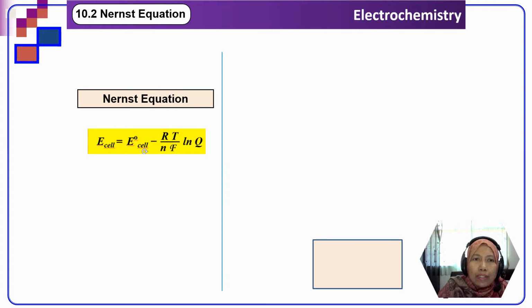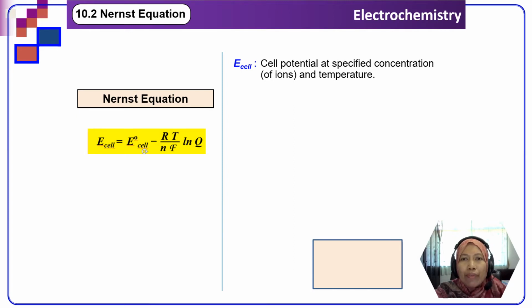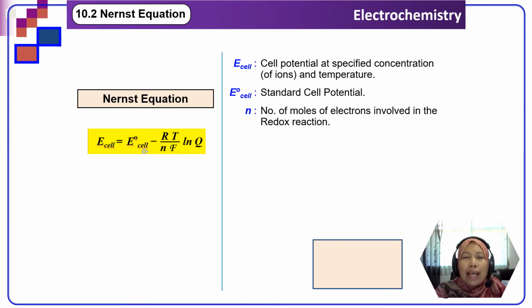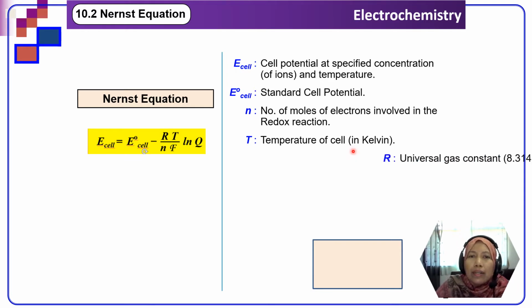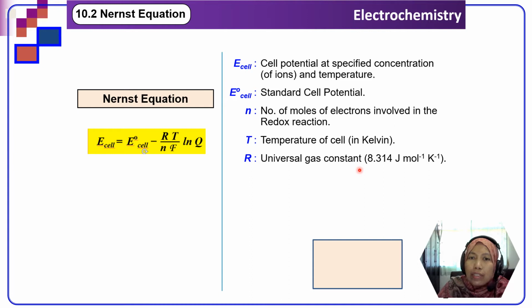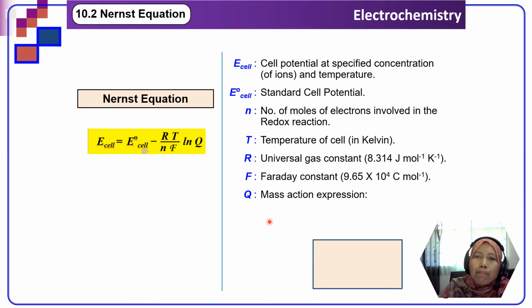Okay. What is Nernst equation? The formula for Nernst equation is E cell equal to E naught cell minus RT over NF times ln Q. What is E cell? E cell is a cell potential at specified concentration of ions and temperature. E naught cell is a standard cell potential. N is the number of mole of electron involved in the redox reaction. T, the temperature of cell in Kelvin. R is universal gas constant, which the value is 8.314 joule per mole per Kelvin. F is a Faraday constant, 9.65 times 10 to the power of 4 coulomb per mole. And Q is a mass action expression.